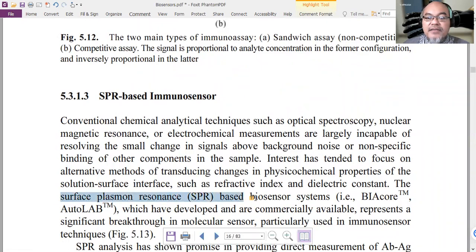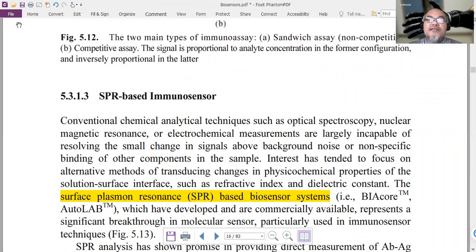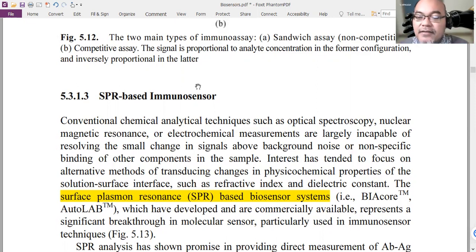Surface plasmon resonance based biosensor system. This is based on the electron resonance at the surface of the transducer itself. Usually it is made from a thin film of metal, preferably gold or silver. The electrons in the metal have an electron cloud, so they are freely flowing from one atom to another, right?